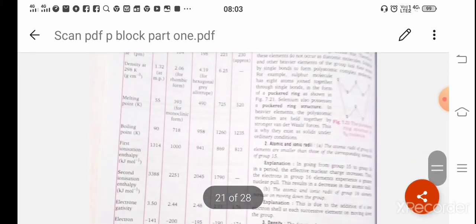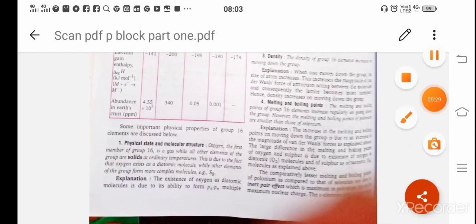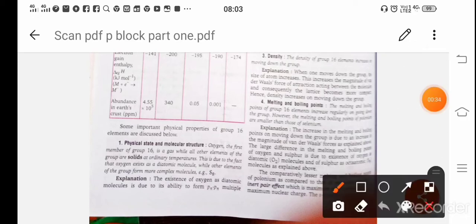Now coming to the next properties, that is physical state and molecular structure. In group 16 elements, oxygen is in the gaseous state. When we move down the group, we observe the elements are found in the solid state, and sulfur is also found in various allotropic forms in the solid state.